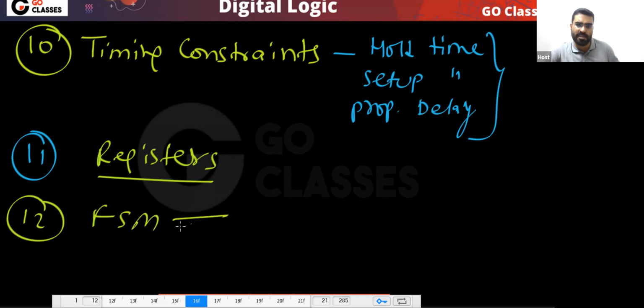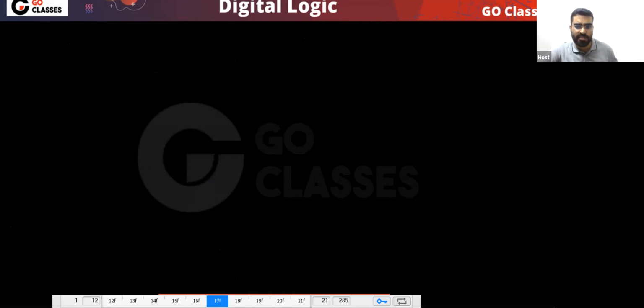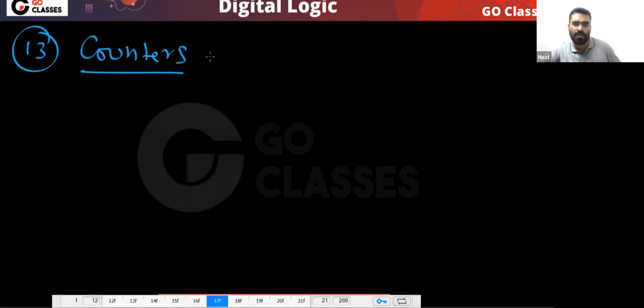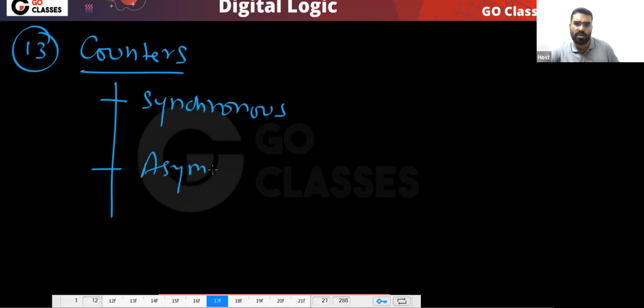In the finite state machine, we have seen what is Mealy machine, what is Moore machine. After that, we started counters. Our next topic was counters. In the counters, I told you there are two types of counters: synchronous counters and asynchronous counters. So these are the two counters.